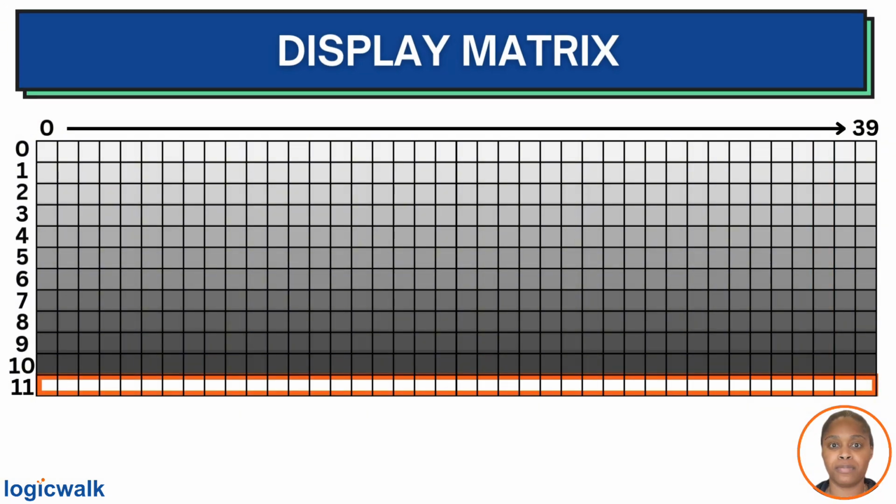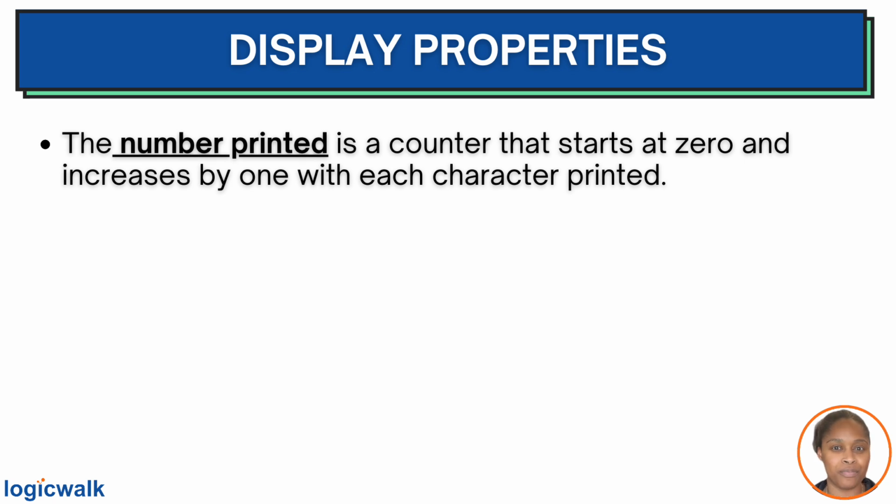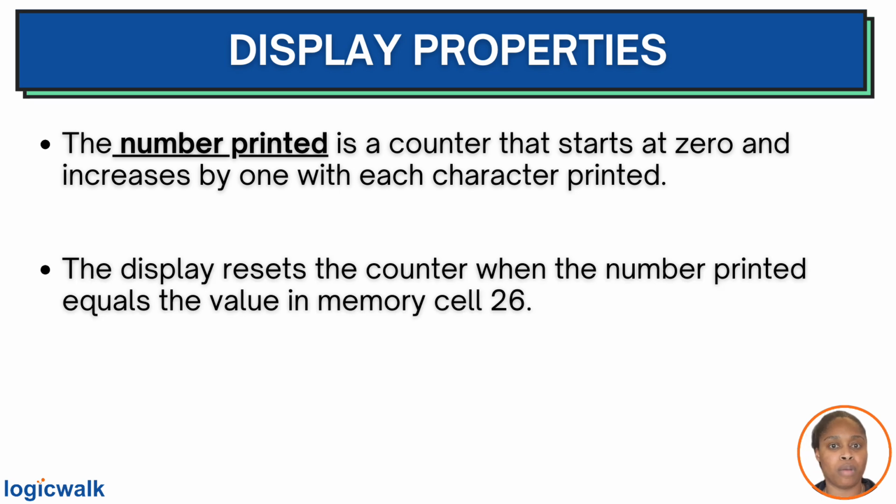The display also keeps a counter called number printed that starts at 0 and increments by 1 with each character printed. When this count matches the value in memory cell 26, the display resets the counter and is done printing.